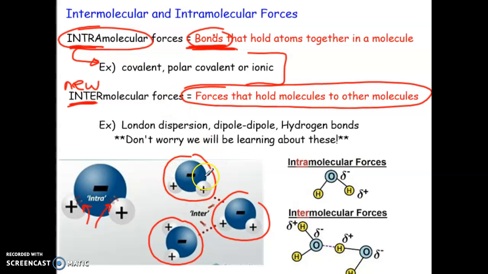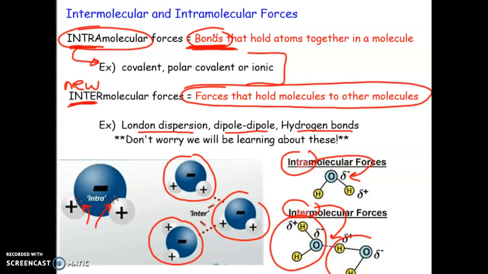Intermolecular forces means between molecules. What is causing the molecules to be attracted to other molecules? So these are the 3 of them here. Again, this is just another picture. Intra is talking about the bonds. Inter is talking about the attraction between different molecules, like molecule to molecule. Okay, so we'll look into that more in the next lesson.